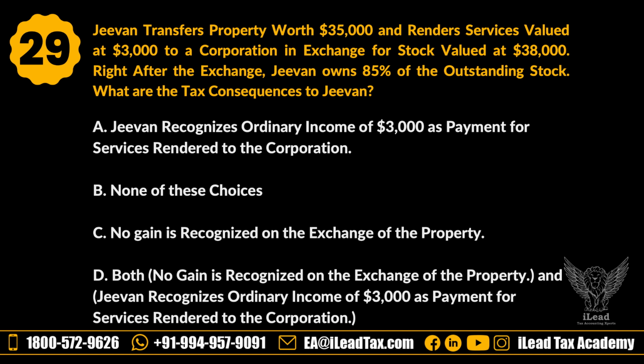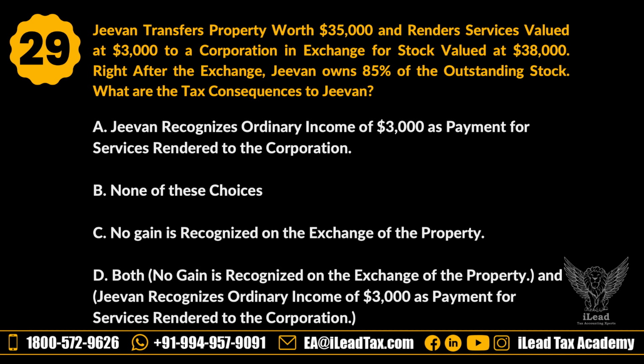Let's see the options. Option A, Jeevan recognizes ordinary income of 3,000 as payment for services rendered to the corporation. B, none of the choices. C, no gain is recognized on the exchange of the property. D, both: no gain is recognized on the exchange of the property, and Jeevan recognizes ordinary income of 3,000 as payment for services rendered to the corporation.